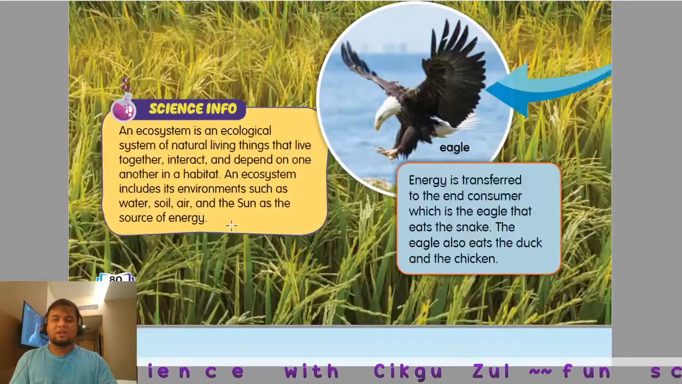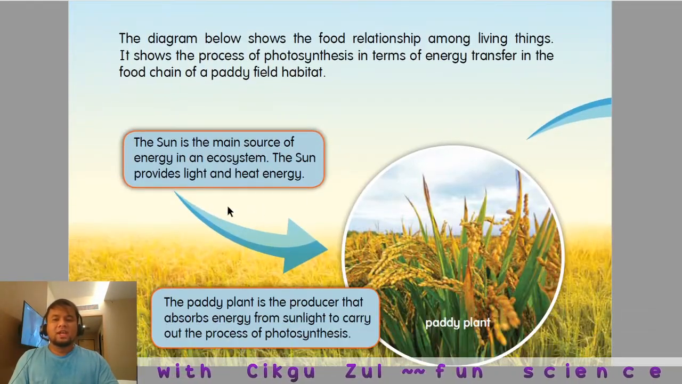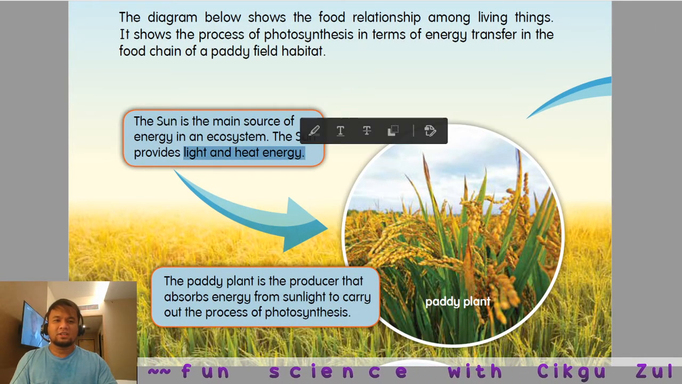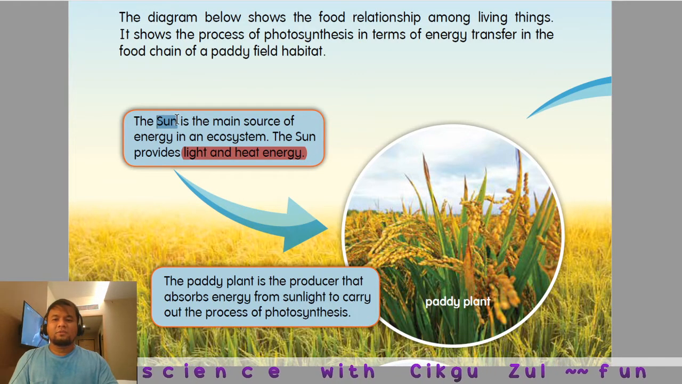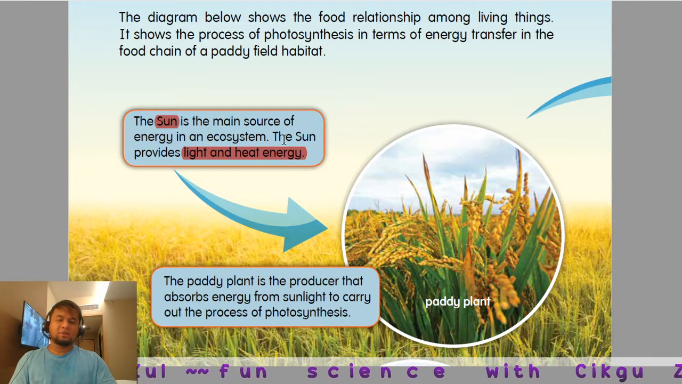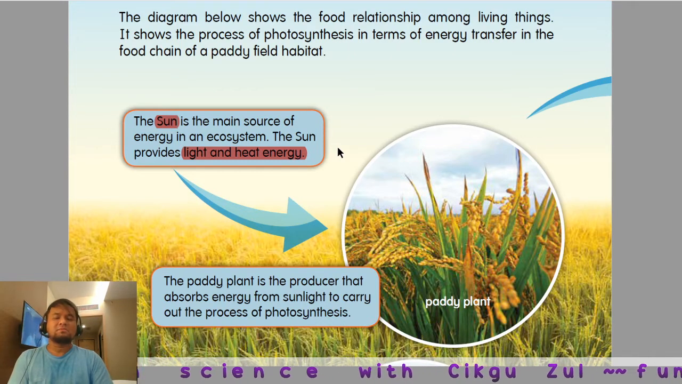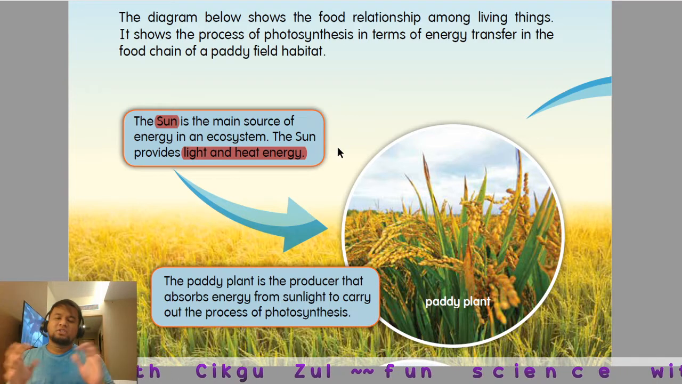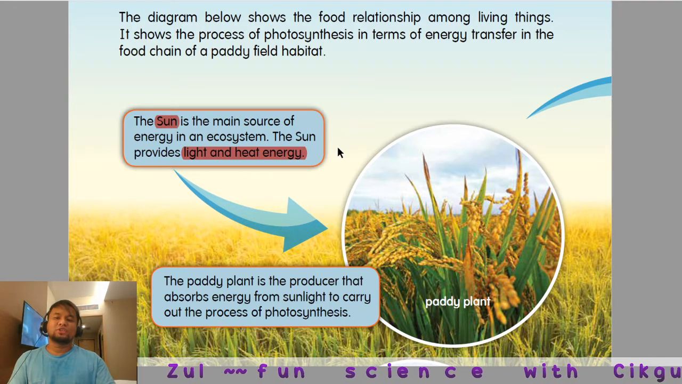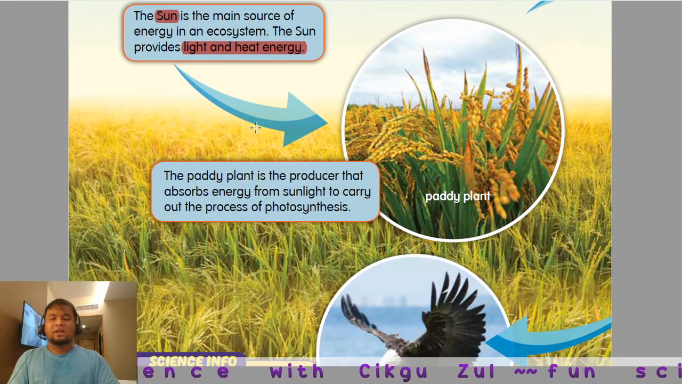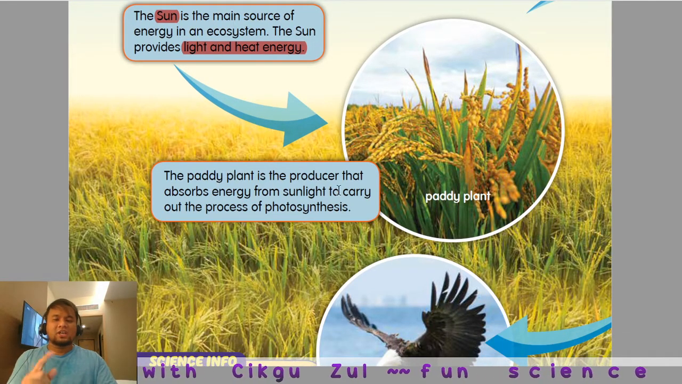dipindahkan, transfer. Okay, first, the sunlight provides light and heat energy. Okay, the sun provides light and heat energy. So it is the main energy in ecosystem. Apa itu ecosystem? A system where the living things inside depend on each other. Itu maksud dia.